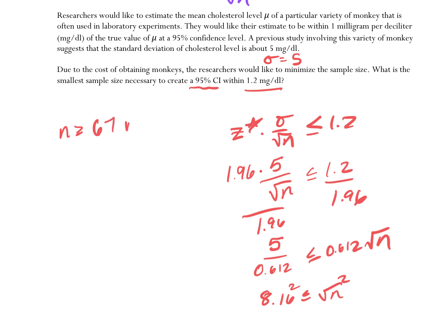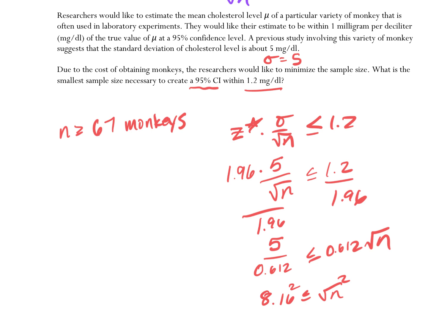67 monkeys. I don't know why, but something about having the answer being 67 monkeys makes me giggle. Am I the only one that finds that just a funny answer? I think it's kind of funny. 67 monkeys. What do you guys think so far?